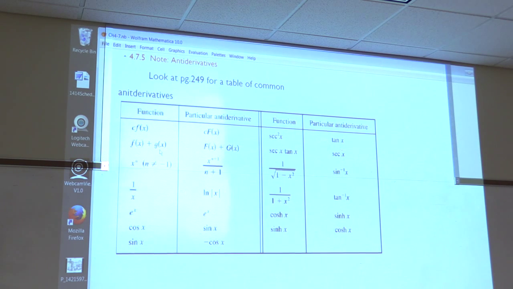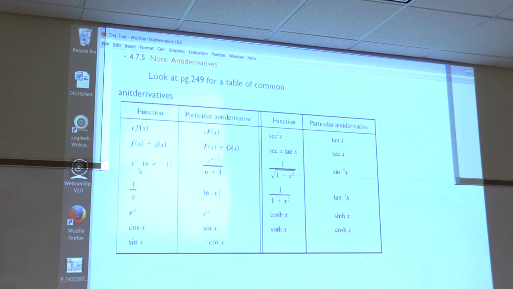If you have two functions being added together and you want to find their antiderivative, you can find the antiderivative of each one, can't you? That was the same way with derivatives, right? You have two functions, you want to take the derivative, you do the derivative of each one. So that rule works backwards also, which is nice.